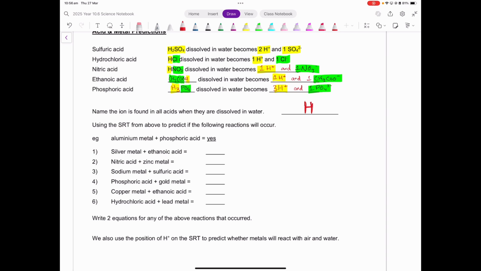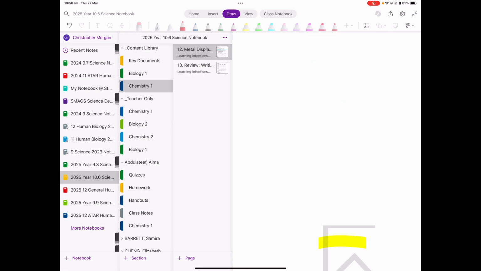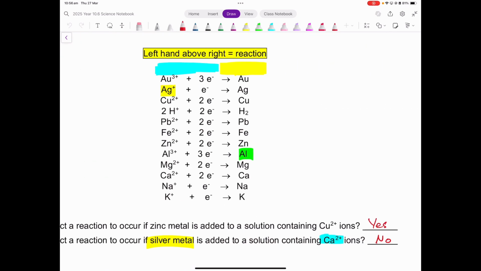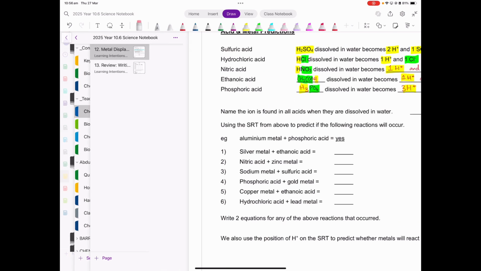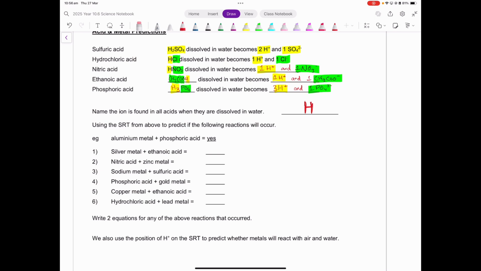So we go to our standard reduction table, silver metal and hydrogen ions. The first one that we look for is silver metal, which is right up the top on the right-hand side, and we look for hydrogen ions. And we see hydrogen ions on the left, just below. Because the left is below the right, there is going to be no reaction. And so what you're going to write in this box here is going to be no, because there is no reaction.